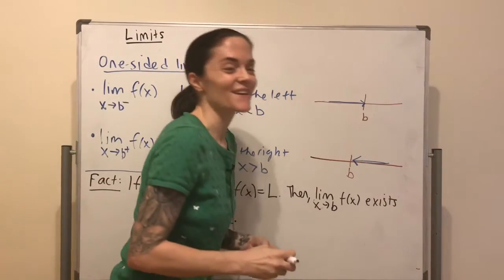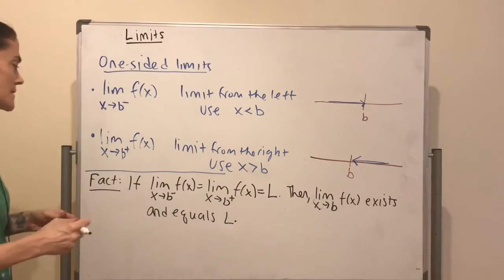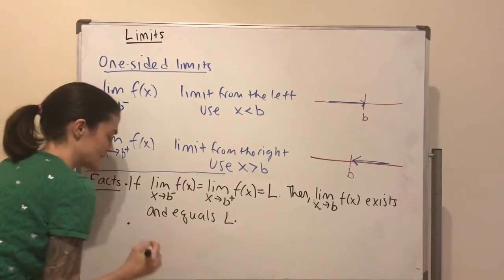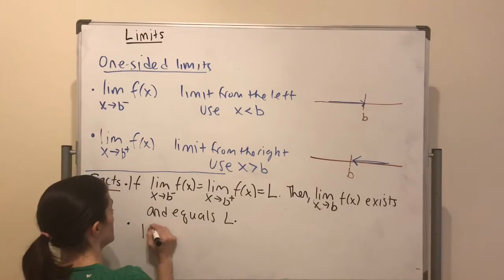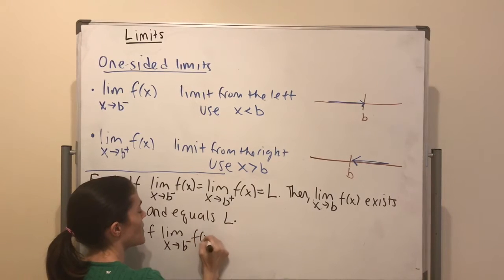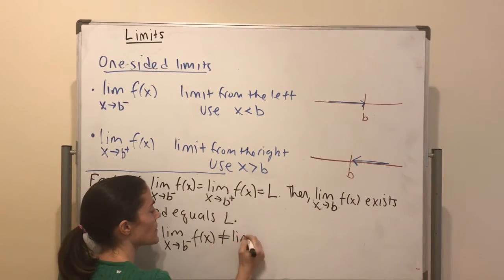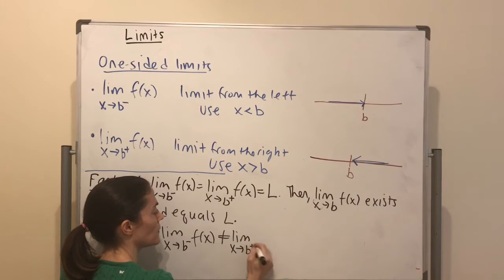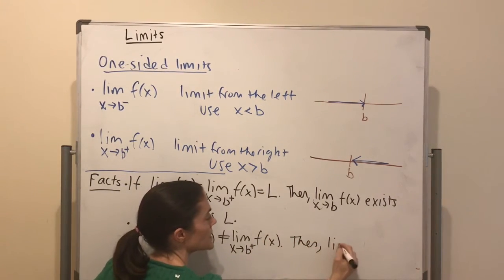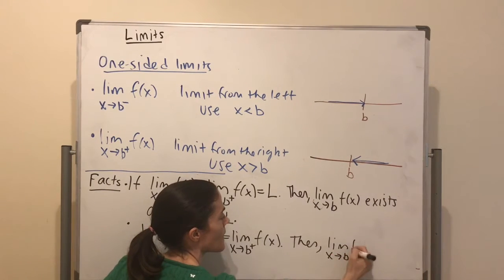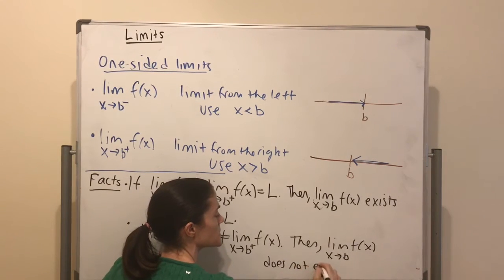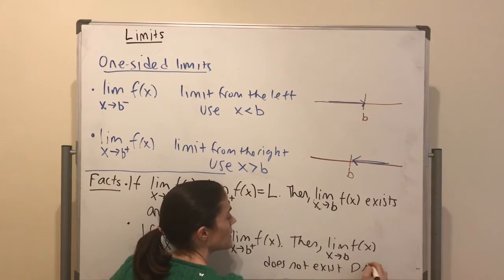Okay, however, another thing you can use with one-sided limits, maybe I should make this plural. Here's the first one. Here's the second one: if the limit from the left of f of x is not equal to the limit from the right of f of x, then the overall limit does not exist. You can write DNE.